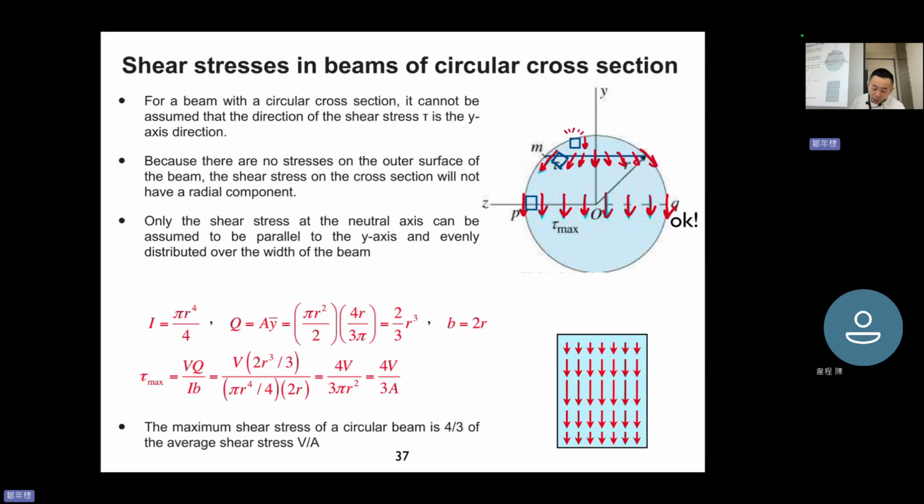Okay. And how to do that? Not that difficult. Okay. All we need to do is using this shaded area and find the centroid. Okay, the centroid. I want to know this is y bar. Y bar. Okay.